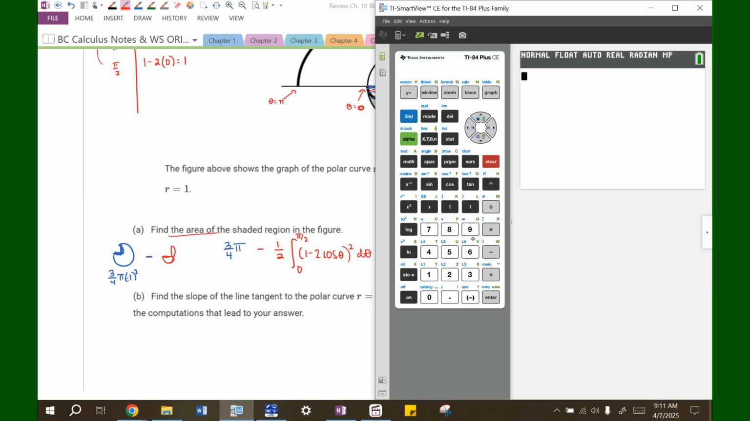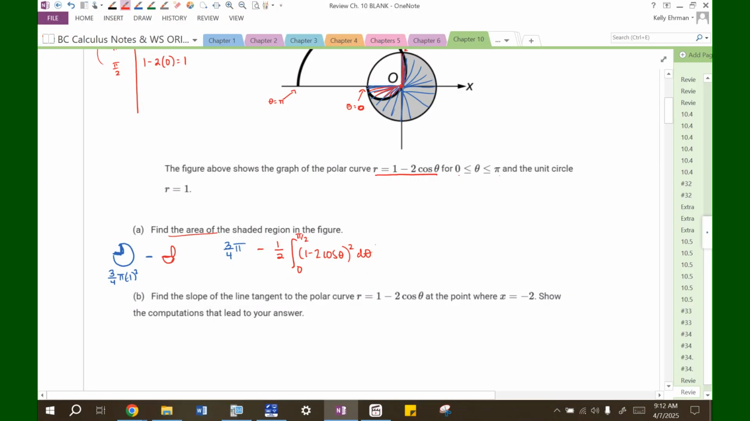It's probably a nice number because I could do it without a calculator, but I'm not going to. So minus 1/2, math 9, 0 to pi over 2 of, making sure I'm in radian mode here, yes, parentheses 1 minus 2 cosine x, close the angle, close the big parentheses around r, square it, and then dx. Okay, I'm making sure that I have all that typed in correctly. Yeah, it comes out nicely to 2.